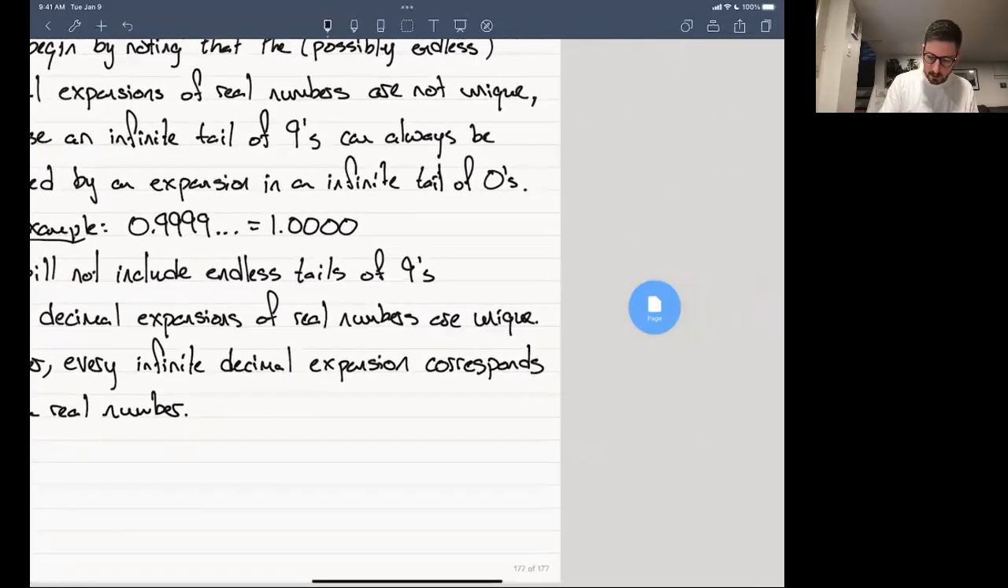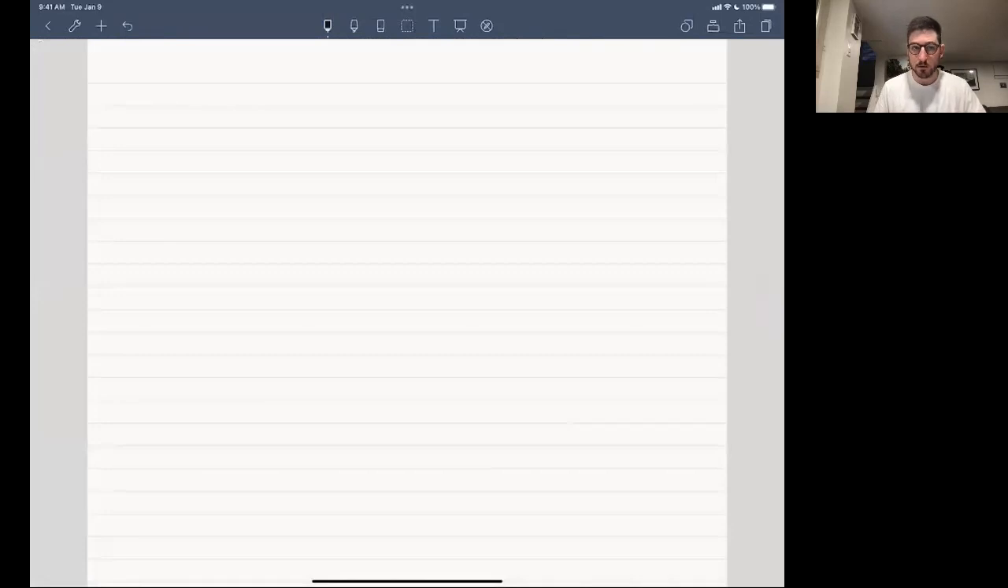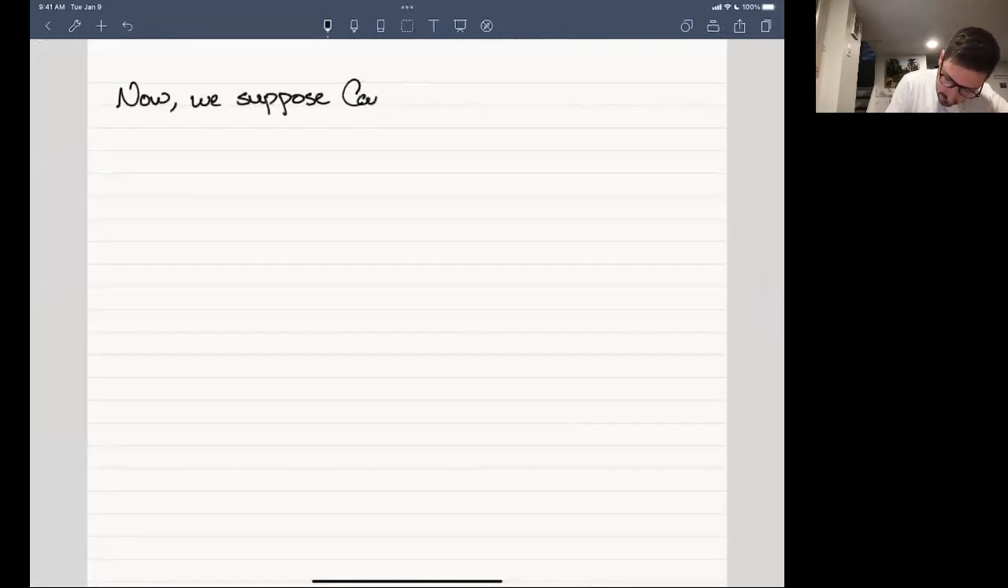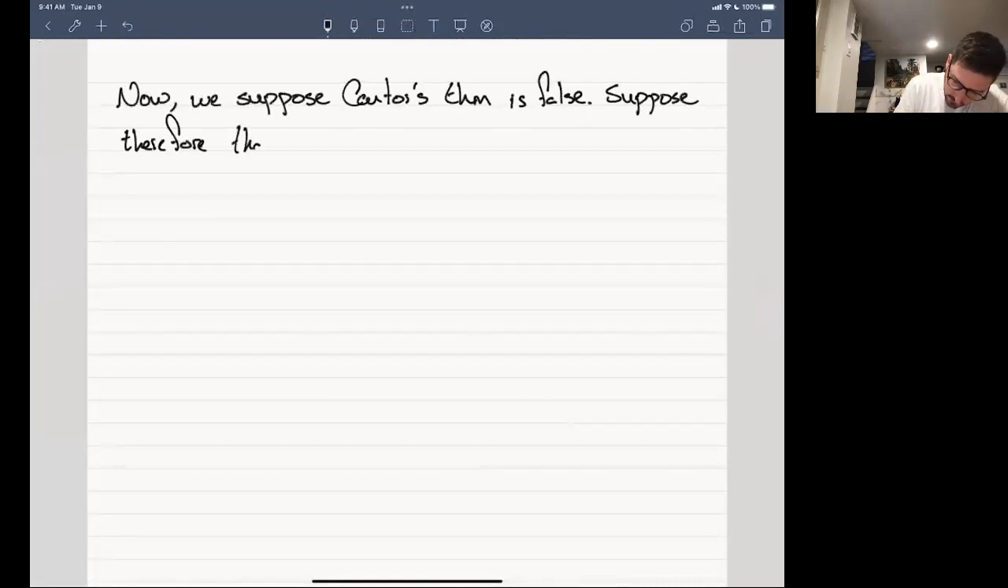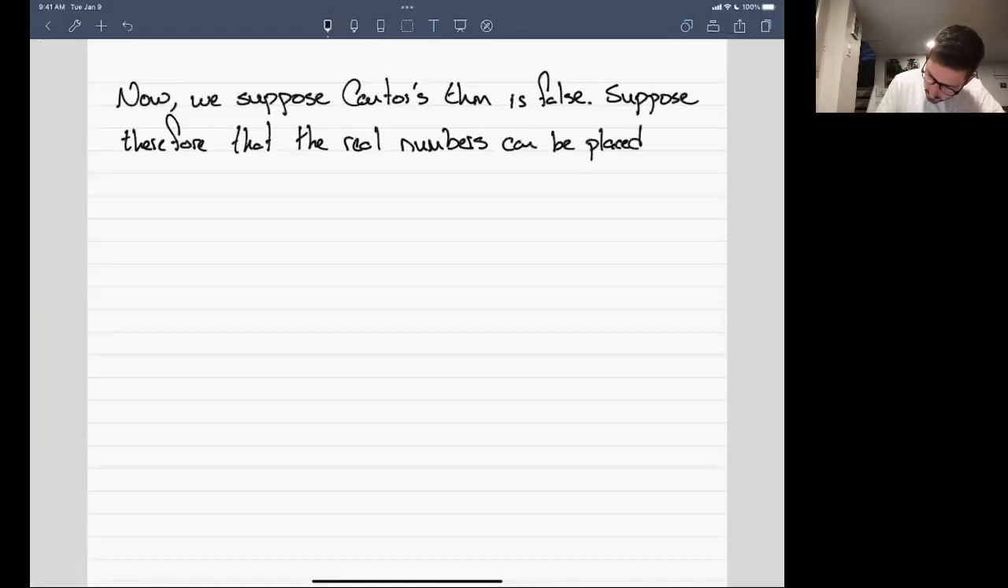Okay, so let's assume that Cantor's theorem is false. So now we have the ground rules down. We suppose Cantor's theorem is false. Okay, so that means that the real numbers can be placed into a sequence. I said every real number can be written as an element of a sequence. So x1 is a real number, x2 is a real number, x3 is a real number, and all the way through, every single real number is in there.